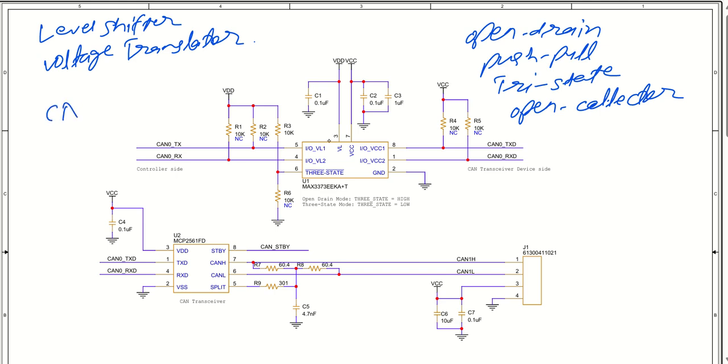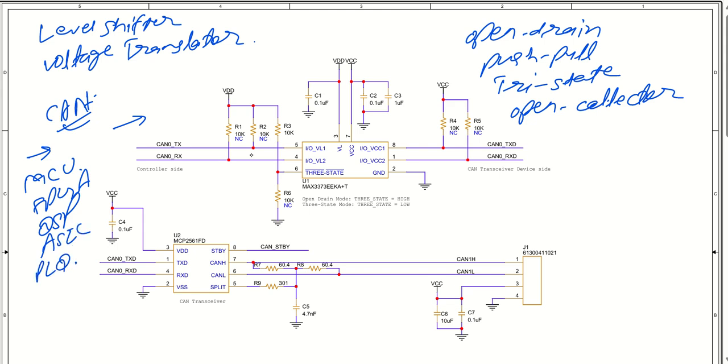Let us say we have a CAN transceiver, and then we need a lot of other level shifters, because you have to send your logic signal from one place to another. If you have a microcontroller, MCU, or FPGA, or DSP processors, or maybe some ASIC or PLD devices, all these can generate around 3.3 volt. These days it is going as low as 1.8 volt or 1.2 volt, even 2.5 volt.